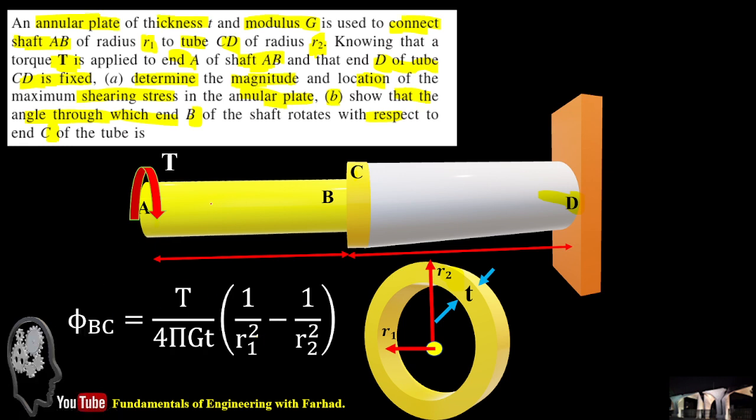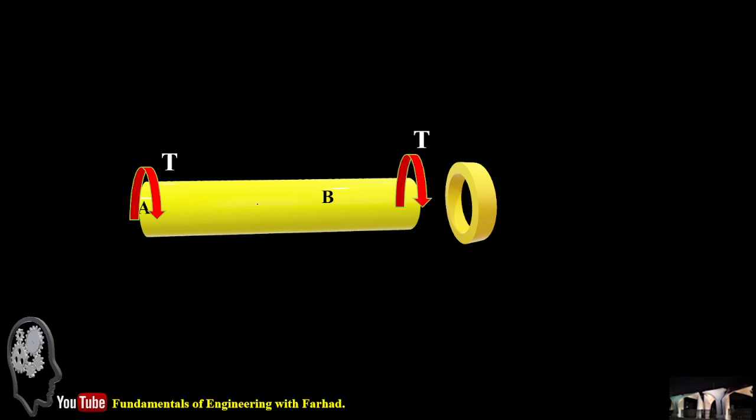So this is shaft AB, this is tube CD with this radius of R2 and R1. This is radius R1, and this is our annular plate, which is the connection between the solid shaft and the hollow tube. Then we want to know what is the angle of twist between the solid one and the connection part. So let's approach our problem.